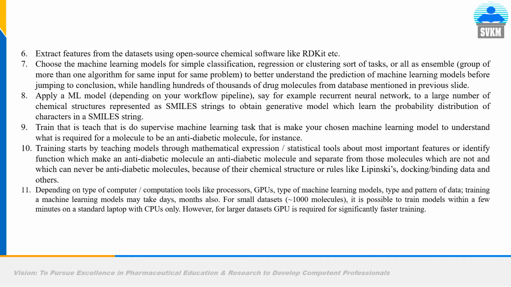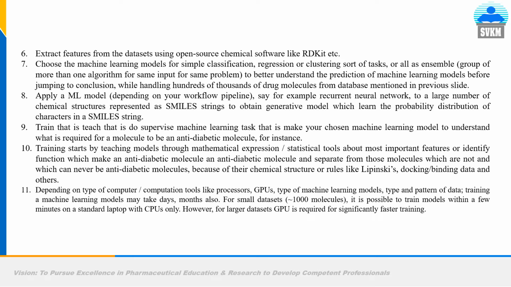Choose the machine learning model for simple classification, regression or clustering sort of tasks, or an ensemble group of more than one algorithm for the same input for the same problem, to better understand the prediction of the machine learning model before jumping to conclusion while handling hundreds of thousands of drug molecules from the database mentioned in the previous slide. Apply a machine learning model depending on your workflow pipeline. Say, for example, a recurrent neural network to a large number of chemical structures represented in SMILES strings to obtain a generative model which learns the probability distribution of characters in a SMILES string.